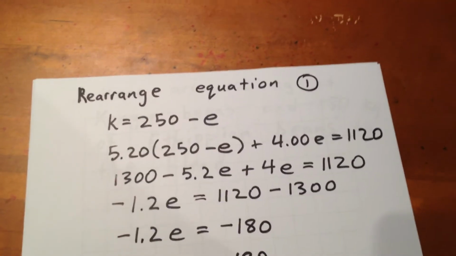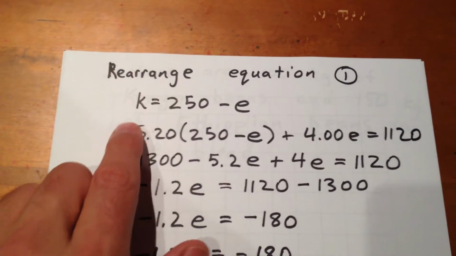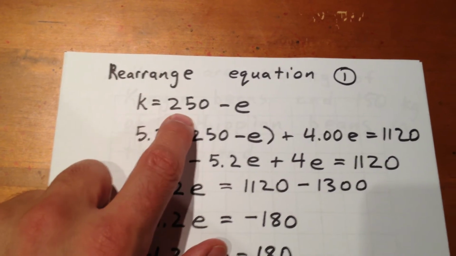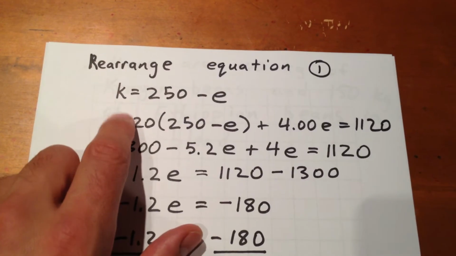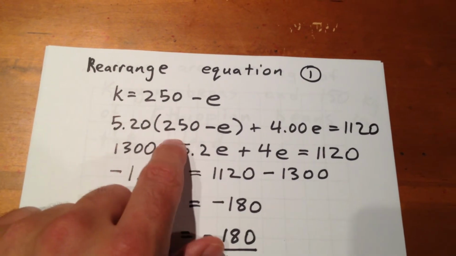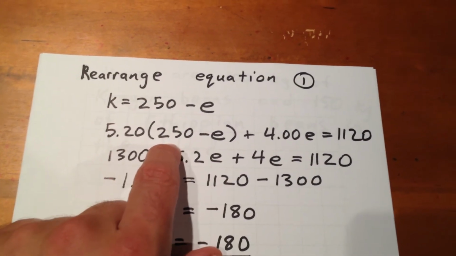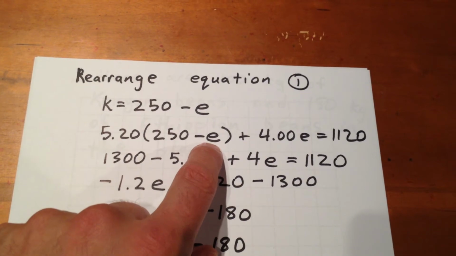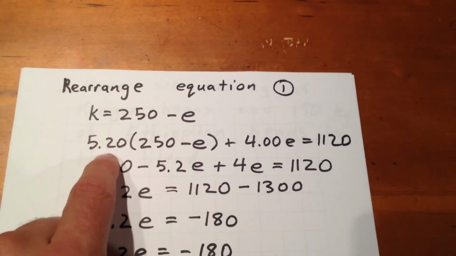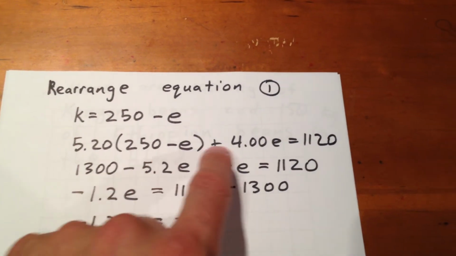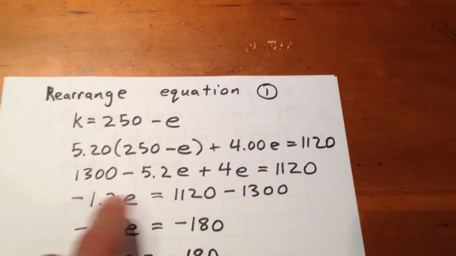So what we do, we rearrange equation 1. Equation 1 said K plus E equals 250. We rearrange it to solve for K. We take that expression for K and we sub it in for K in equation 2. So equation 2 read 5.20 K plus 4.00 E equals 1120.